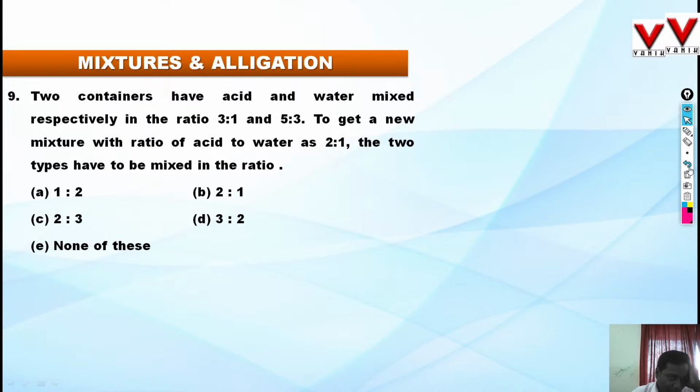Question number 9. If you give this question's answer, I will give you various types of formula. Can you tell me the answer? Two containers of acid and water mixed respectively in the ratio 3:1 and 5:3. To get a new mixture with ratio of acid to water 2:1, the two types have to be mixed in the ratio what? Kindly give me this answer.